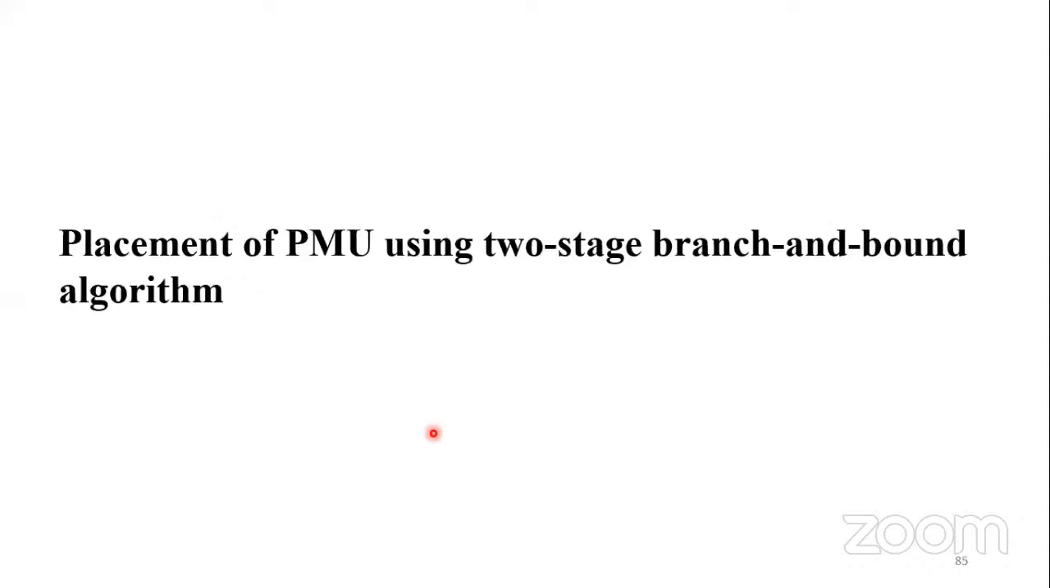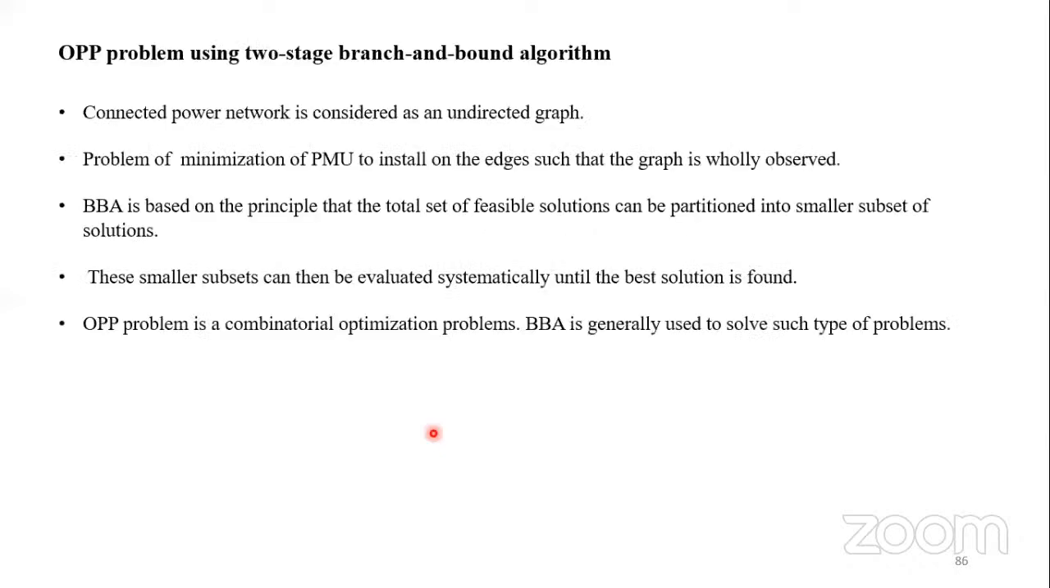And here we have used binary integer linear programming formulations in order to solve the problem. Now, two-stage branch and bound we have talked about. Now, the time is less, but I'll try to complete this. So here we have used the branch and bound.